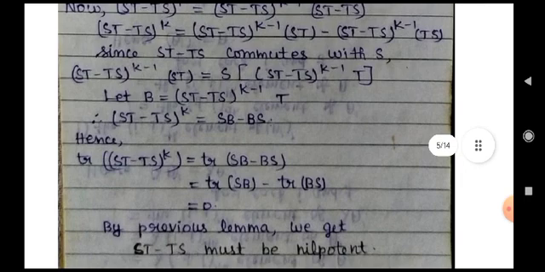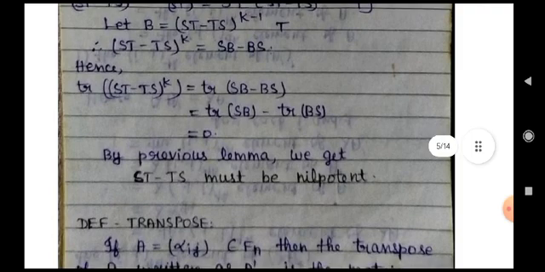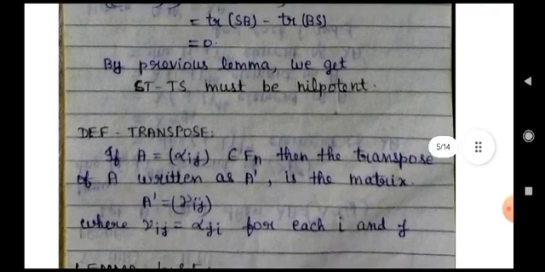Hence, trace of (st minus ts)^k equals trace of (sb minus bs), which equals trace of sb minus trace of bs, which equals 0. By the previous lemma, we get st minus ts must be nilpotent.